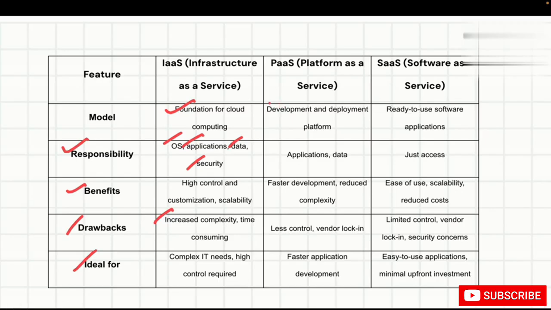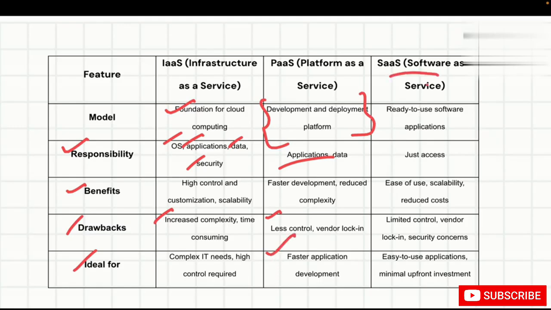Whereas in platform as a service, we are concerned just about the development part, the application side. So for faster development and reduced complexity, when we are just concerned about our work, we should opt for platform as a service. Although there is less control, we have vendor support, as AWS is going to be responsible for the operating system part. So faster application development, as we are just concerned about it.